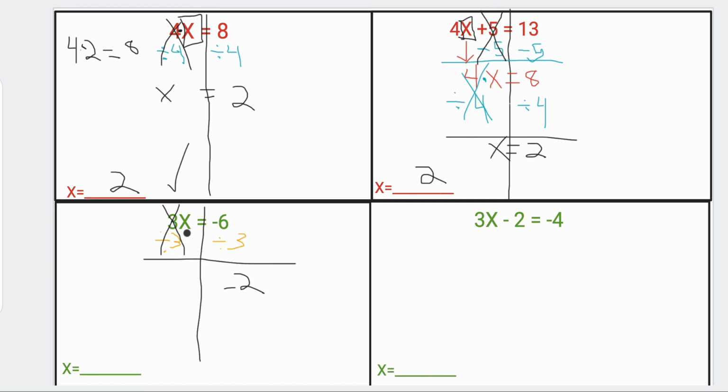So I'm going to bring down the x. X equals negative 2. That is all. I'm now done. It was only a one-step equation.